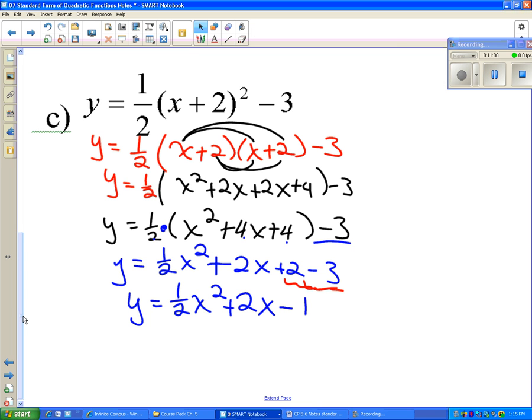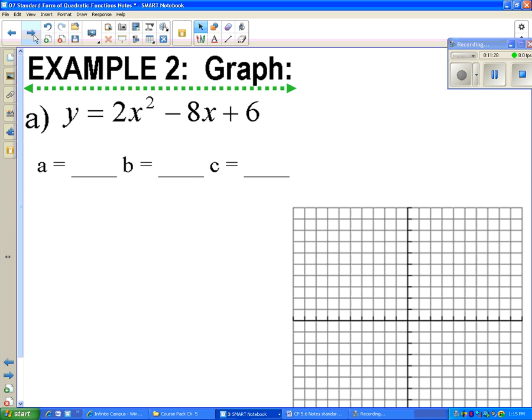That is now in standard form. So that's changing vertex form to standard form, and before then we did intercept form to standard form. What else can we do? Well, let's actually do our graphing. Let's graph y equals 2x squared minus 8x plus 6. I know that a is 2, b is negative 8, c is 6.